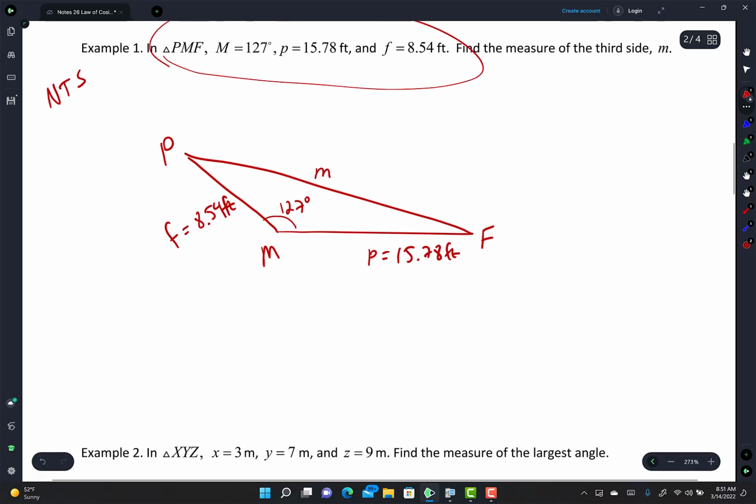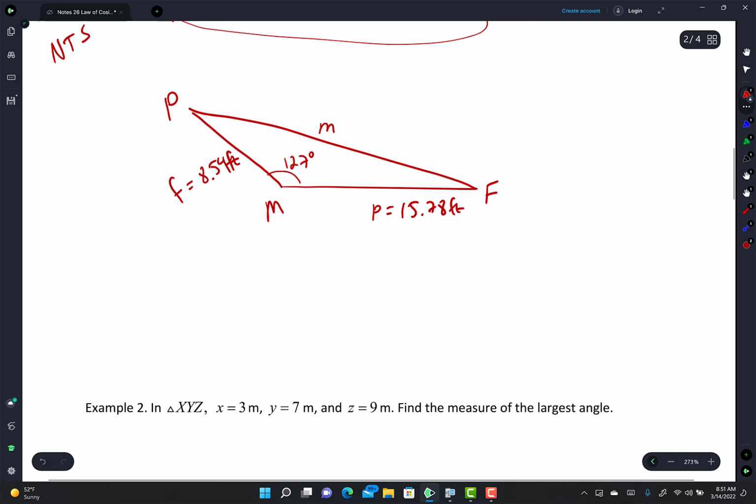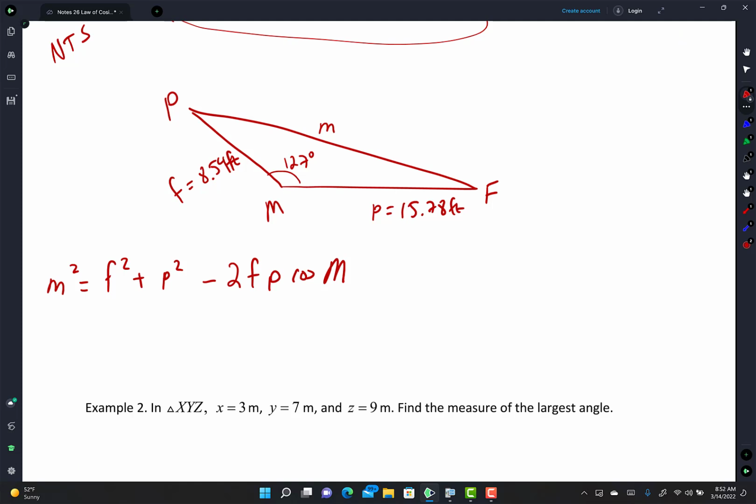They want you to find the measure of side M. All I'm going to do, guys, is use one of these formulas. They're all the same, really. So if I want to figure out side M, so here it is. M squared, I'm just doing law of cosines. M squared equals f squared plus p squared minus 2fp cosine of M. Do I have everything? Do I have side F? Yes. Do I have side P? Yes. Do I have angle M? I got everything I need, guys.